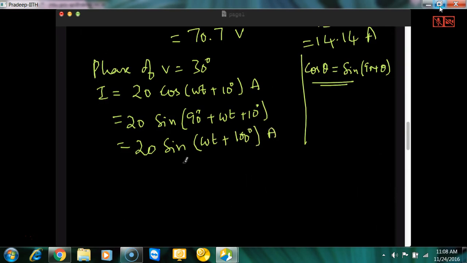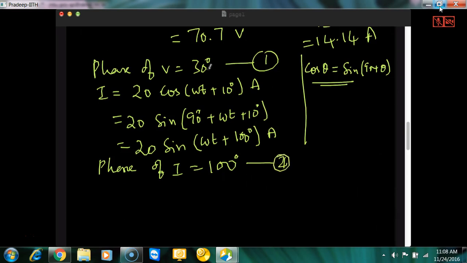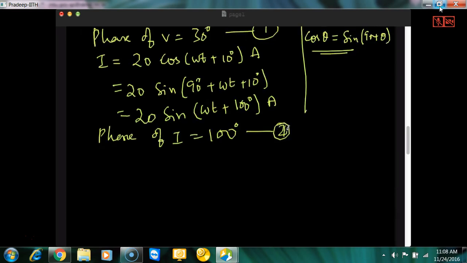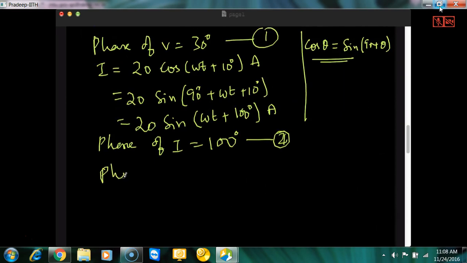Okay. So from this, the phase of I is nothing but 100 degrees. So phase of V is 30 degrees and phase of I is 100 degrees. So what is the phase difference between V and I? Phase difference is nothing but, should you do 30 minus 100 or 100 minus 30? You can do anything. Just you have to mention which one it is. So here you say 70 degrees is the phase difference.